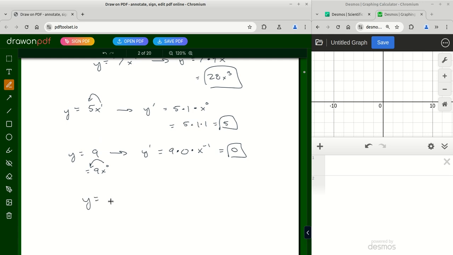Let me actually do one more last example. Let's do 3x squared plus 4x plus 5. Something like that. That's great. And I want to find the derivative.